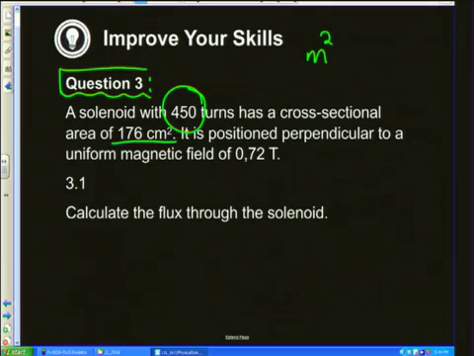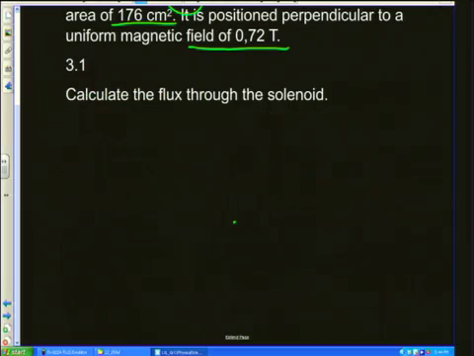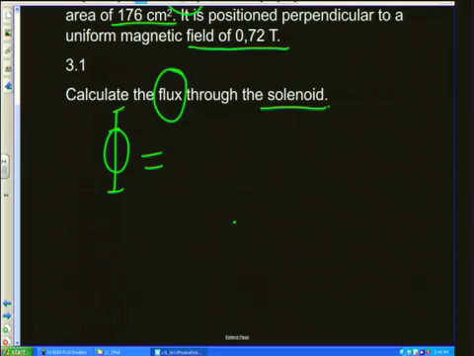It is positioned perpendicularly to a uniform magnetic field of 0.72 Tesla. The first question, 3.1, says calculate the magnetic flux through the solenoid. Now, magnetic flux is given by the strength of the magnetic field times the area, times the perpendicular component of your magnetic strength.